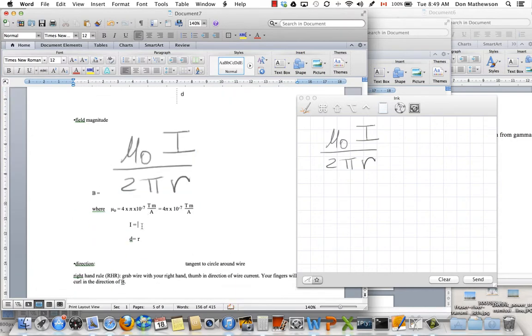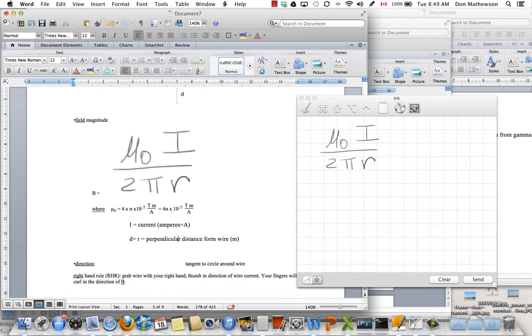Now, I is, of course, the current, and that's in amperes, or amps, and r is the perpendicular distance from the wire. And that's going to be in meters. I misspelled perpendicular. There we are.